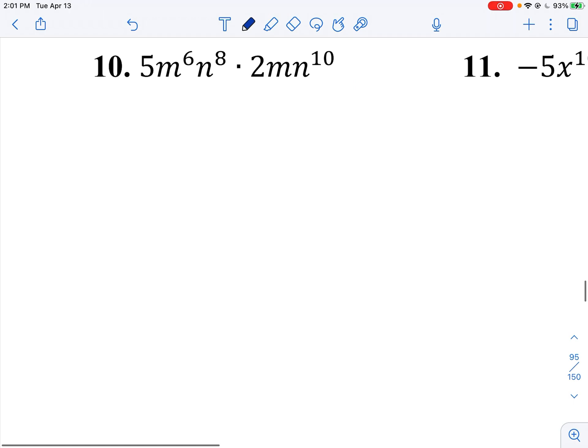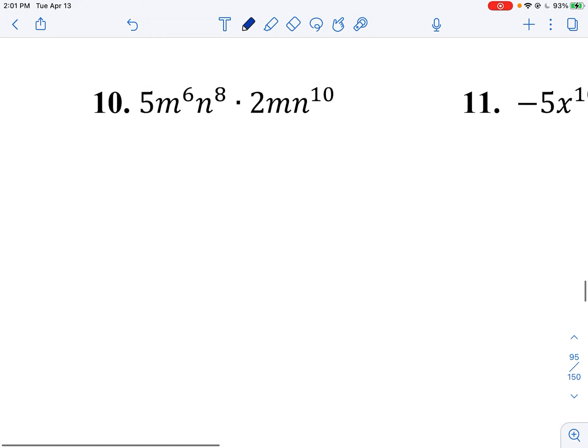Okay, and then here we go on our last line. I put my coefficients first. So that would be 5 and 2. Those go first. Then, boys and girls, in this next slot, I put my m's. I have m to the 6th here, and there's an m there. That's m to the 1st. You've got to write that little one up there.